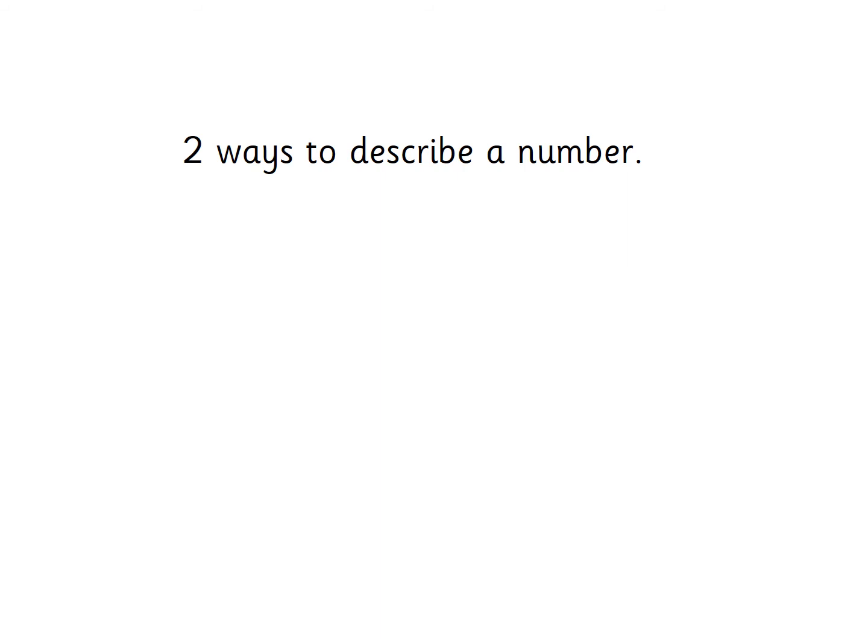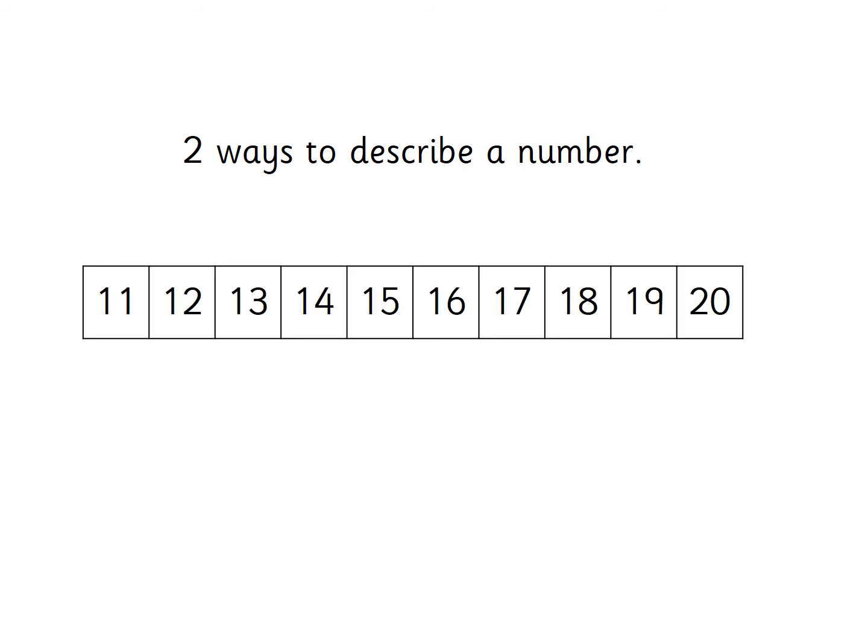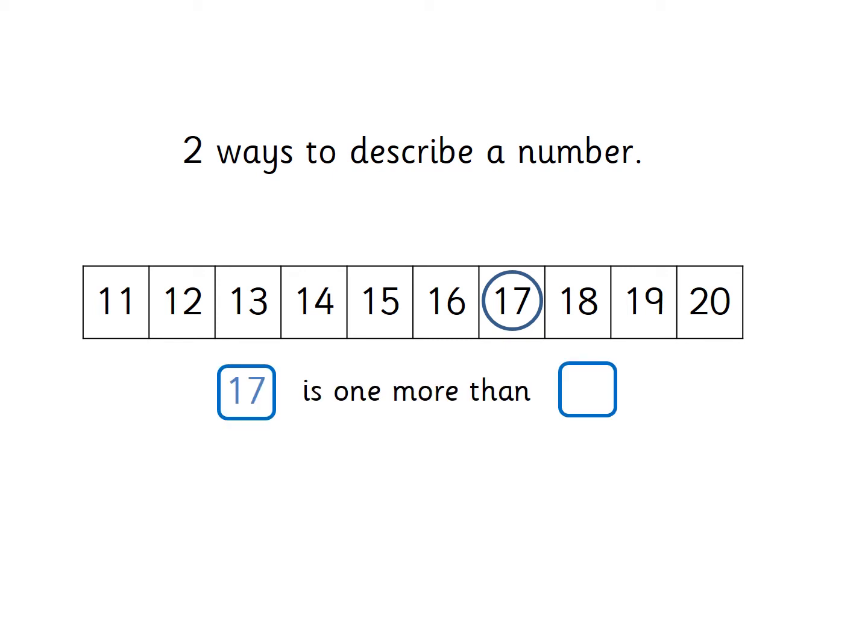Moving on then, there are 2 ways to describe a number. So here's a number track from 11 to 20, and we've chosen 17 there. Can you see 17 is circled? Point to that number for me. Well done. And it says 17 is 1 more than, so 17 is 1 more than which number? 16. So 17 is 1 more than 16, because if we start on 16 and we add 1 more, we get 17.